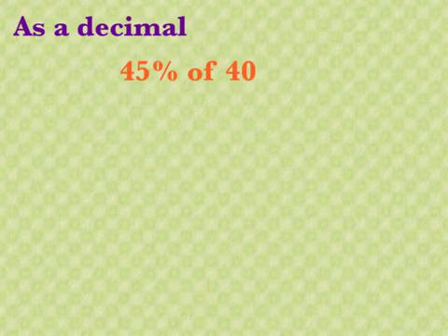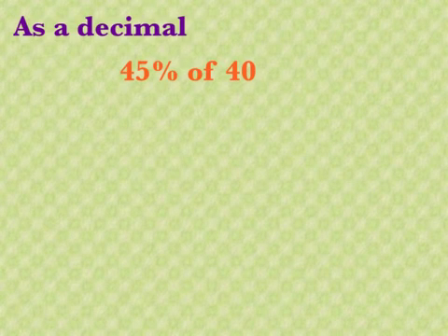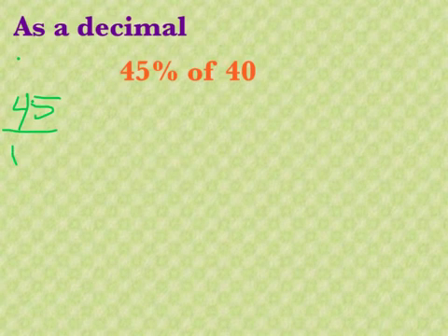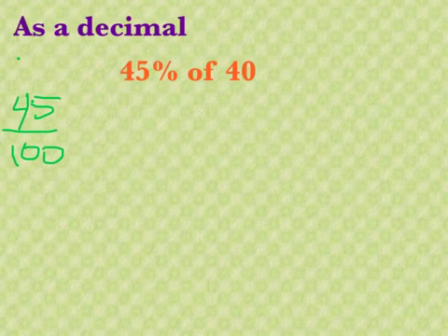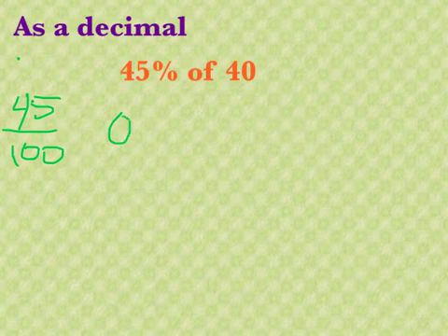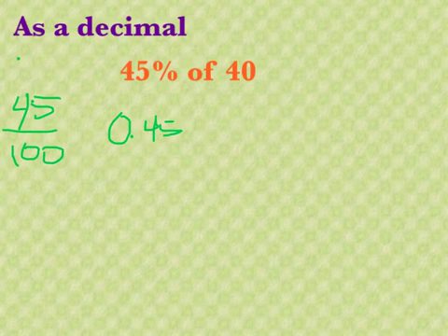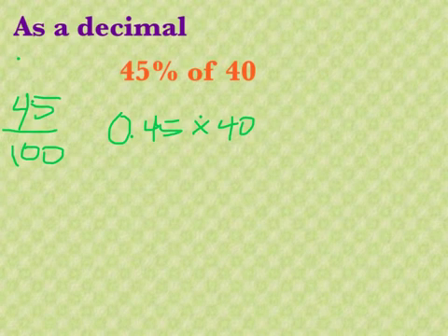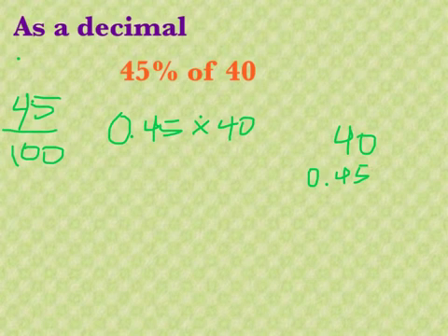Okay, now we're going to work on finding 45% of 40. What we'll want to remember for this one is that 45% is 45 over 100, which we say is 45 hundredths. So if we put that into a decimal, we get 45 hundredths. Of means multiply 40. So 45 hundredths times 40, which I like to put vertically to help me multiply.